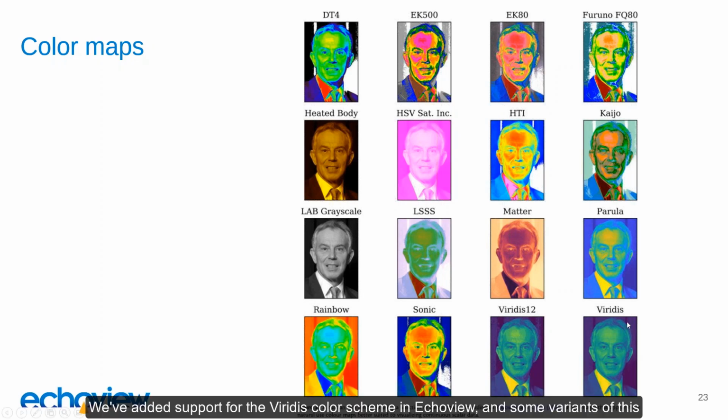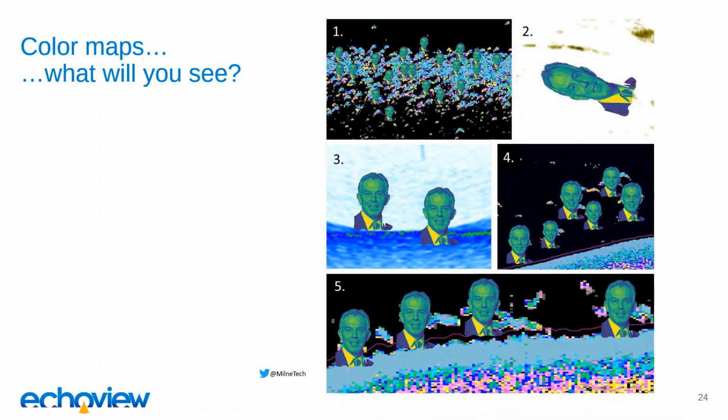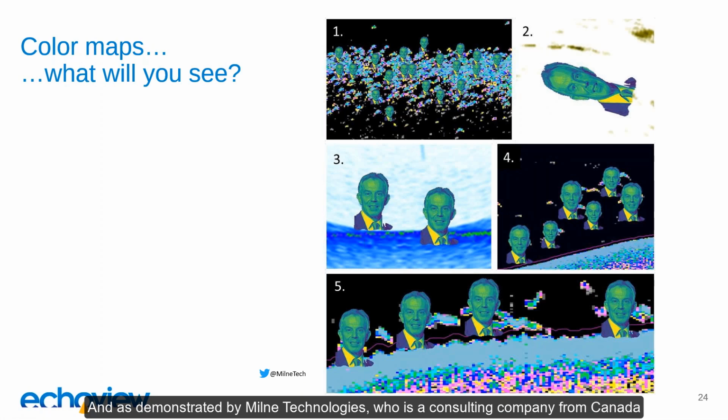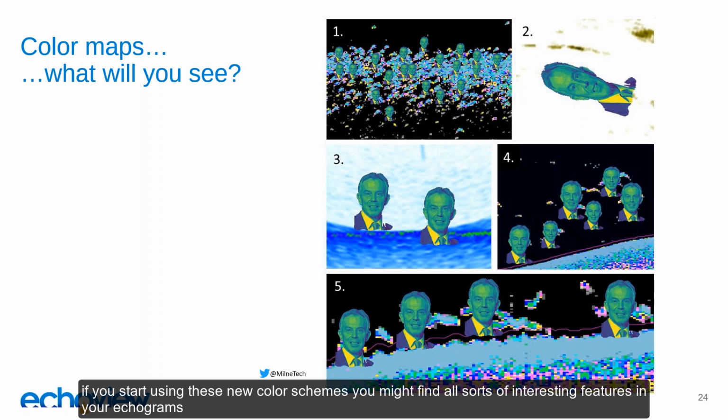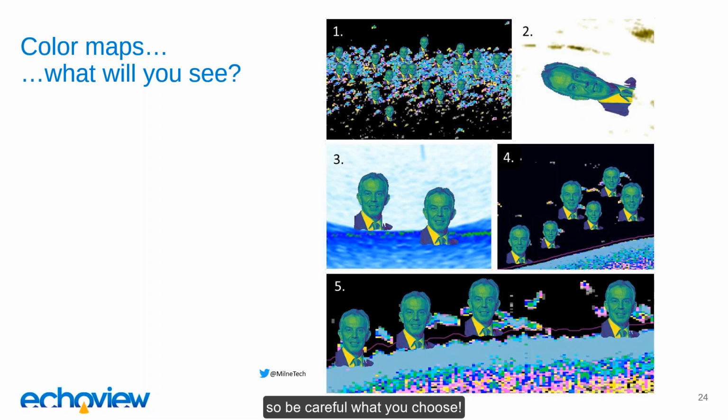We've added support for the Viridis color scheme in Echoview, and some variants of this. And as demonstrated by Milne Technologies, who is a consulting company from Canada, if you start using these new color schemes, you might find all sorts of interesting features in your echograms. So be careful what you choose.